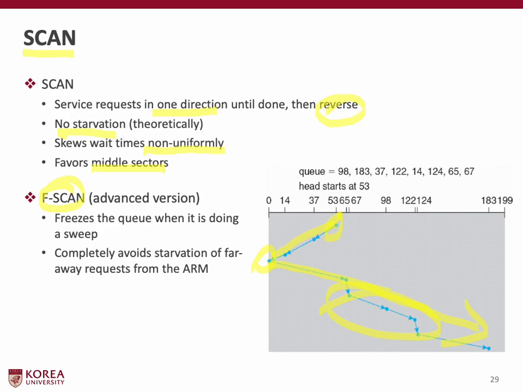And F-SCAN is an advanced version of SCAN. The key idea is that the scheduler freezes the request queue while the disk arm is sweeping. This means it only services the requests that are already in the request queue when the sweep started. So this approach helps avoid starvation, especially for requests that are far from the current head position.